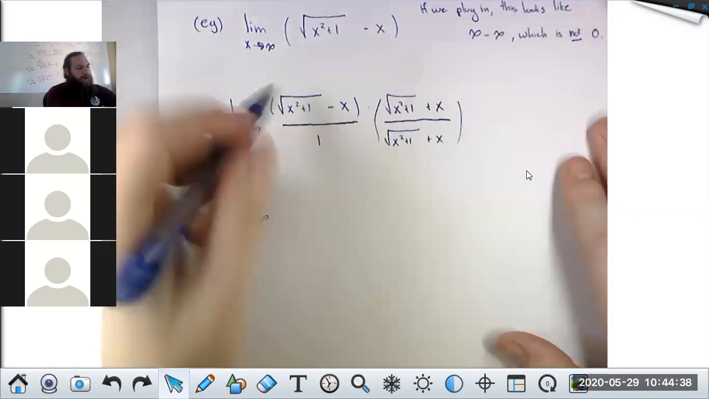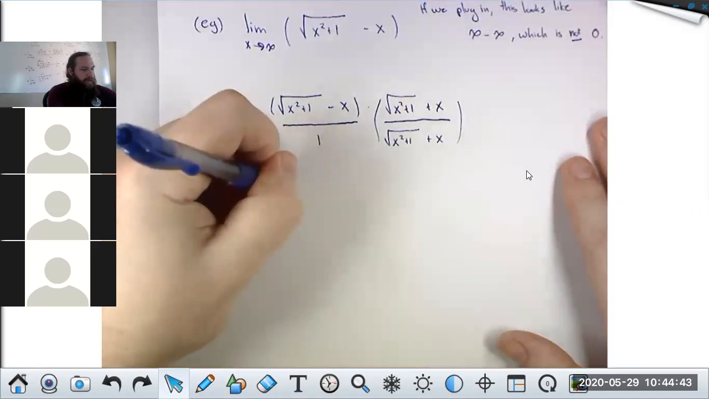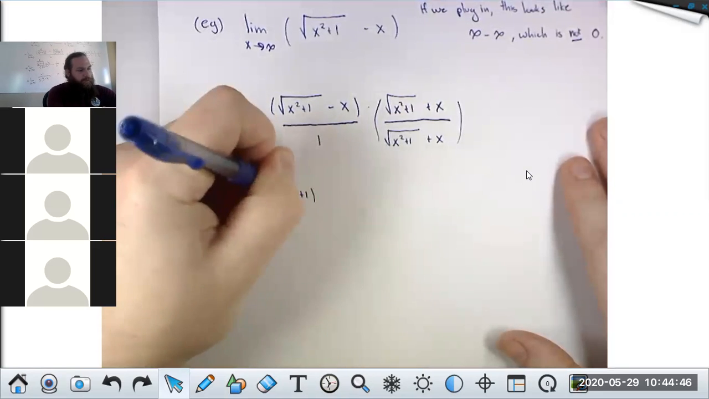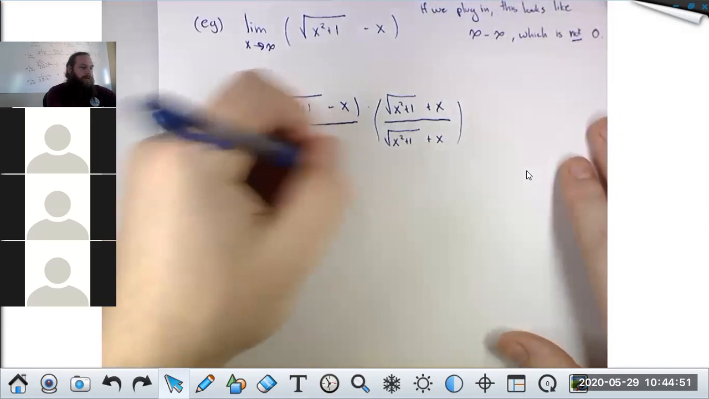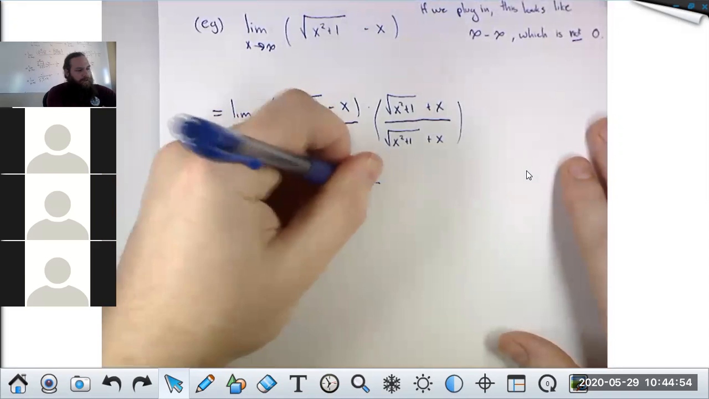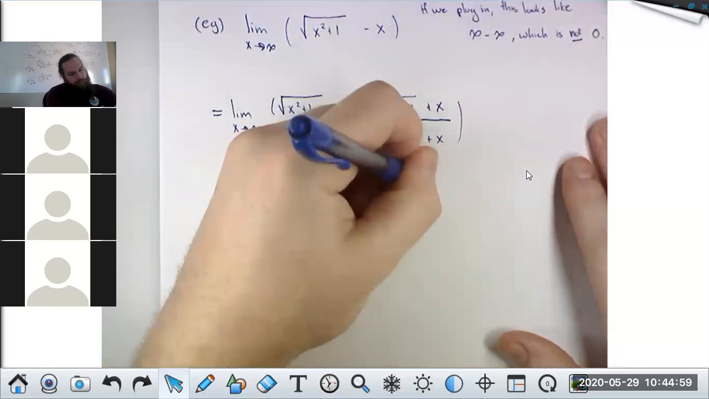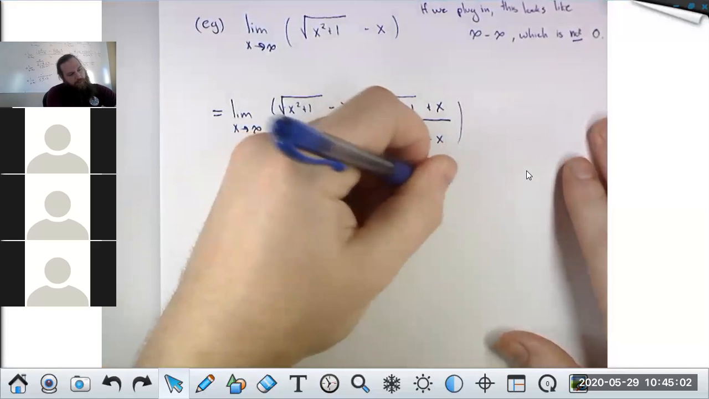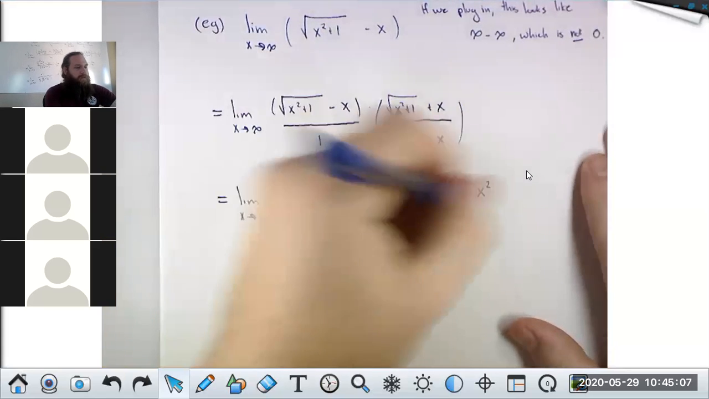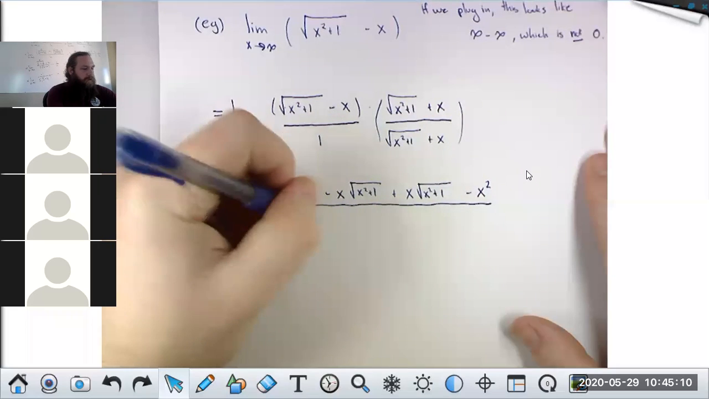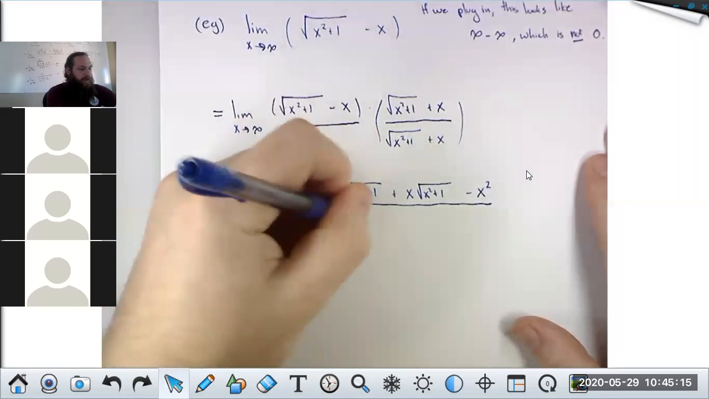When I FOIL out my tops, I'll have the square root of this times the square root of this, which is just going to be that thing, x squared plus 1. I'll have minus x times that thing, and then plus x times that thing. So those will go away. And then at the end, I'll have minus x squared. Those are my lasts. And downstairs, I just have the square root of x squared plus 1 plus x.